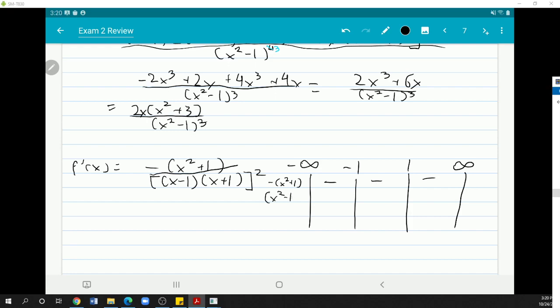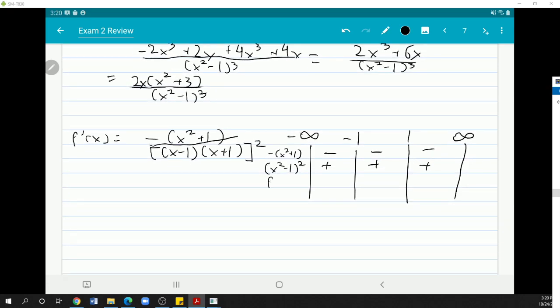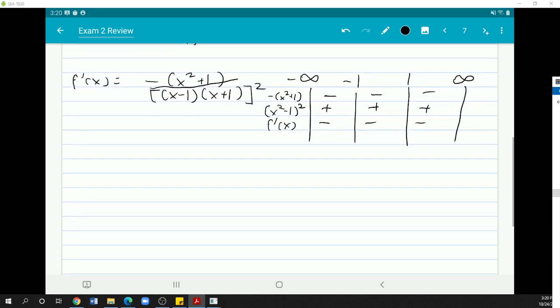So I didn't need to do this distribution because I have x squared minus 1 squared. That would have been easier for me to work with. And that's always going to be positive, again, because I'm squaring a number. So then f prime of x is literally always negative. So no matter where I'm at, this function is decreasing, which is pretty interesting. So this function is decreasing everywhere.